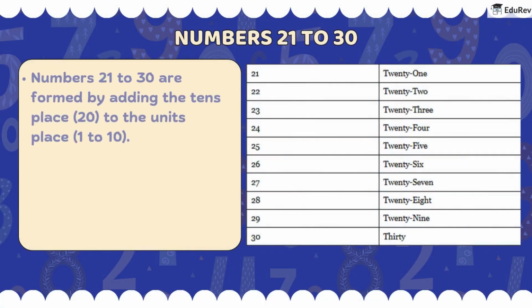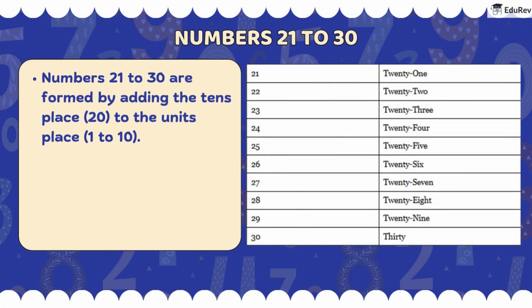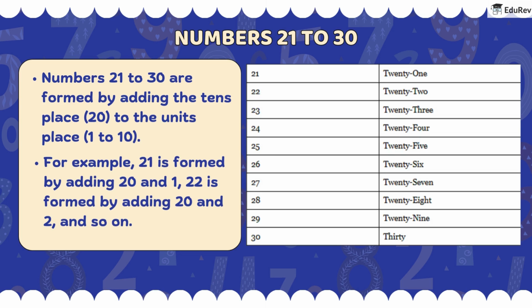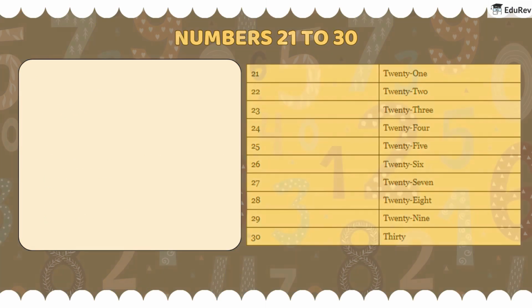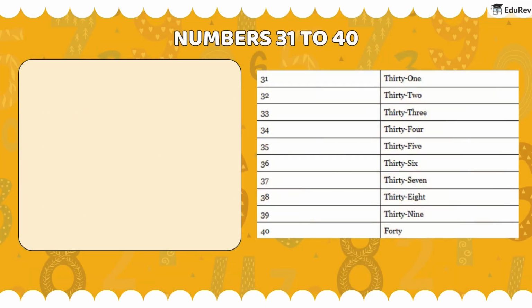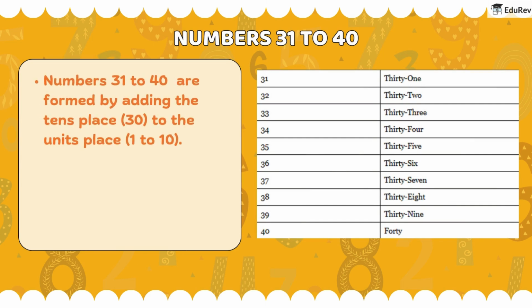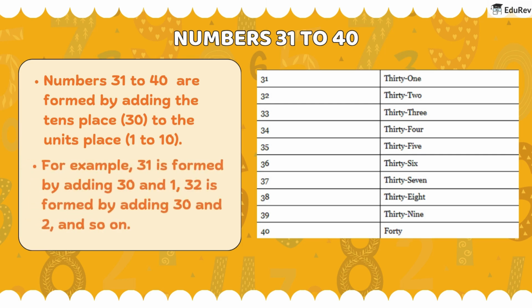Numbers 21 to 30. Numbers 21 to 30 are formed by adding 20 to the units place, 1 to 10. For example, 21 is formed by adding 20 and 1, 22 is formed by adding 20 and 2, and so on. Numbers 31 to 40. Numbers 31 to 40 are formed by adding 30 to the units place, 1 to 10. For example, 31 is formed by adding 30 and 1, 32 is formed by adding 30 and 2, and so on.